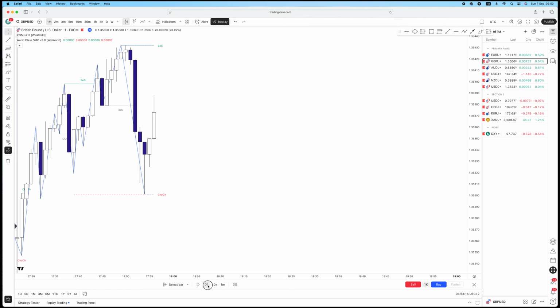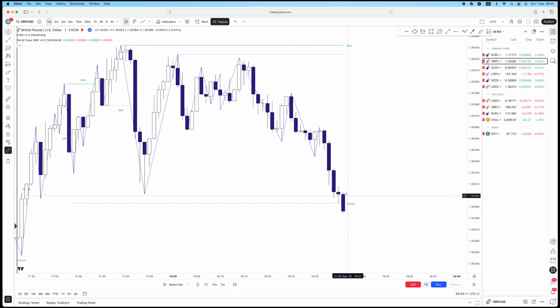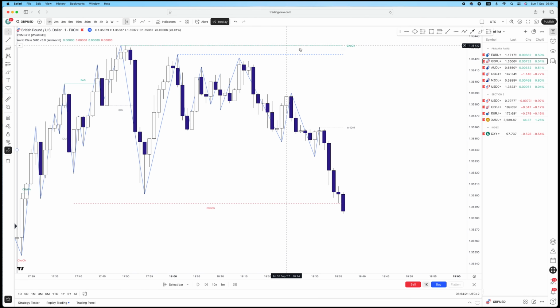Several pullbacks are created between the change of character and break of structure points. This is the inner structure and we will talk about it in one of the next videos. Change of character is again shifted to the lowest tip of the candle wick, but now the candle is breaking the price level with its body. At that moment, the break of structure point, which was at the top, changes to change of character because the market is shifting from a bullish to a bearish trend.